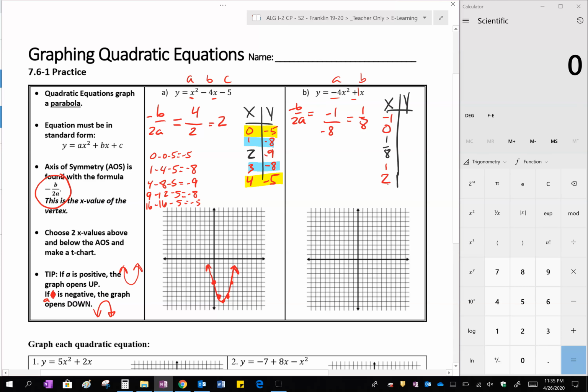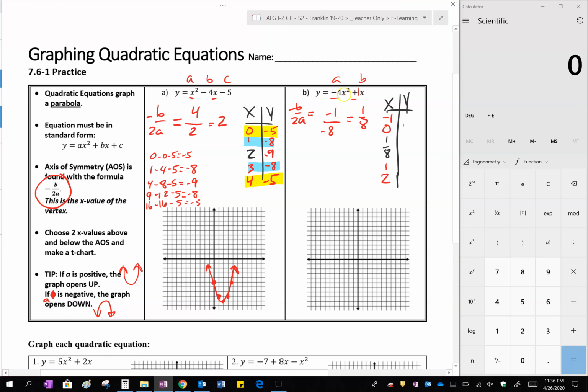And because those aren't equally spaced, right? 0 is closer to 1/8 than 1 is. These points are not going to be symmetrical. But 1/8 is still going to be the middle of the graph. All right, so now let's fill in our numbers.